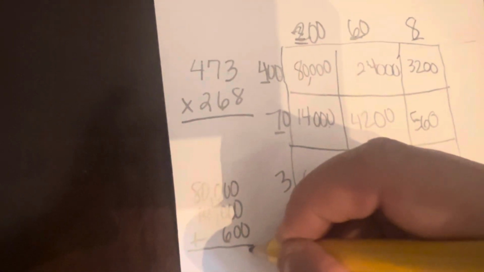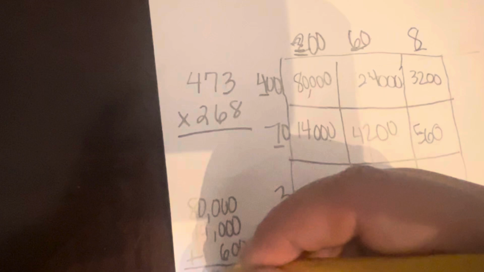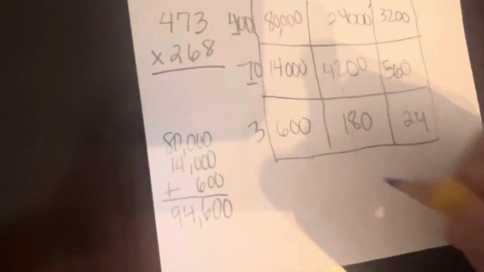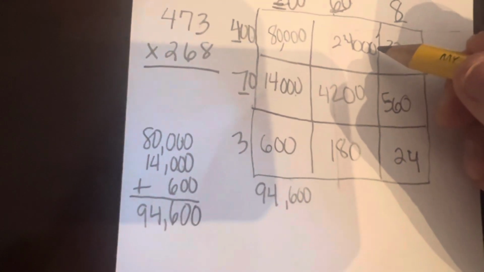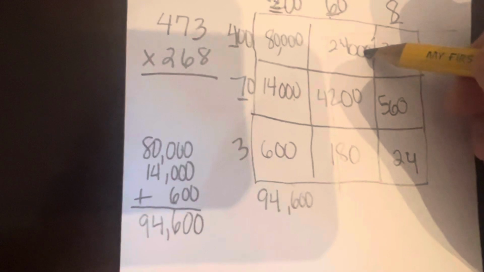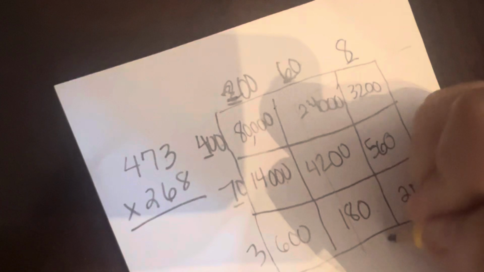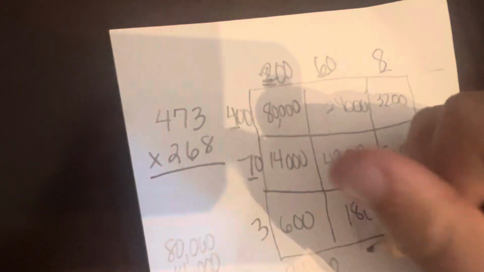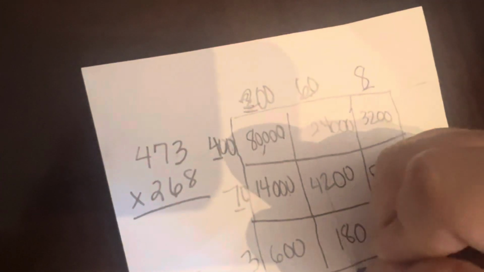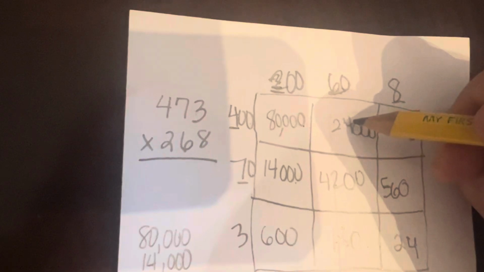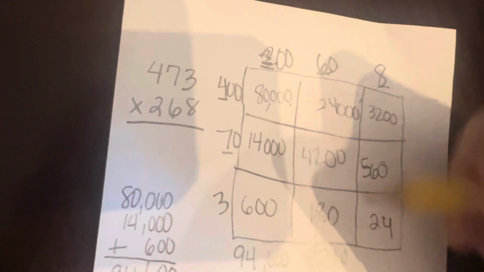Okay, so that's 0, 0, 6. 0 plus 4, 4. 8 plus 1, 9. So your first column is 94,600. Now we're going to add our next one. Okay, so that would be 24,000 plus 4,200 plus 180. That's 0, 0, 8, 8. That's 0, 2, and 1. That's 3, comma. Then it's 4 and 4, which is 8, and nothing here. So that's just 8. And then 2 plus nothing, 2.